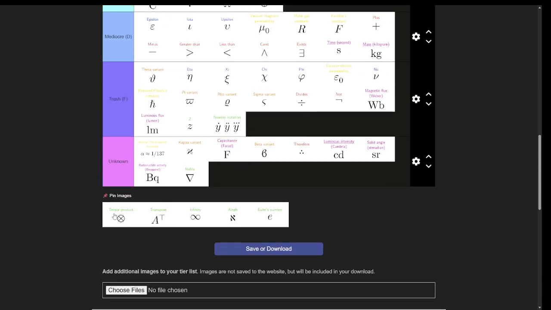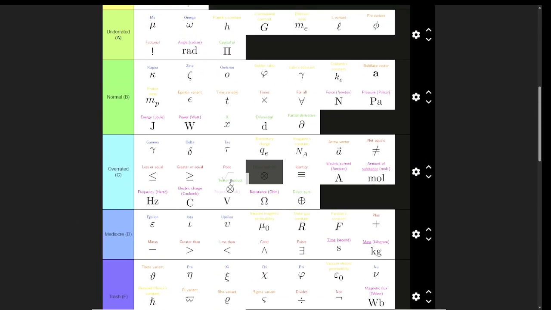Now the tensor product, very, very important. You need your tensor products if you're going to be multiplying multiple sets together in set theory. If you're multiplying set A with set B, you got to get every single combination out. But it is set theory, and set theory is not that popular. I'm going to put it right next to overrated.